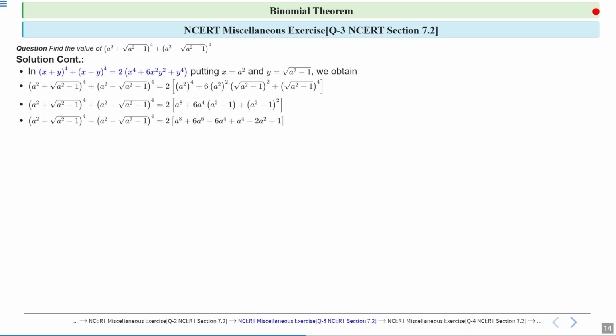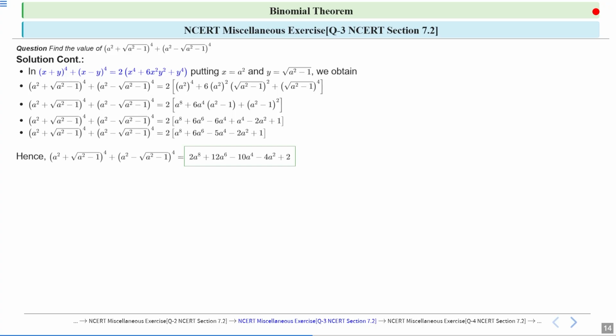Further simplifying, we obtain this expression: 2 times (a^8 + 6 a^6 − 6 a^4 + a^4 − 2 a^2 + 1). Further simplifying, this is equal to 2 times (a^8 + 6 a^6 − 5 a^4 − 2 a^2 + 1). Hence (a^2 + √(a^2 − 1))^4 + (a^2 − √(a^2 − 1))^4 is equal to 2 a^8 + 12 a^6 − 10 a^4 − 4 a^2 + 2.